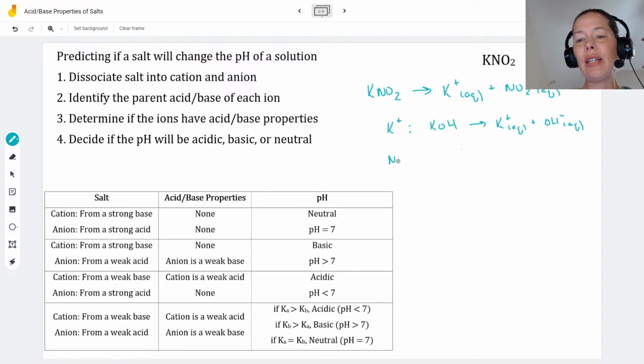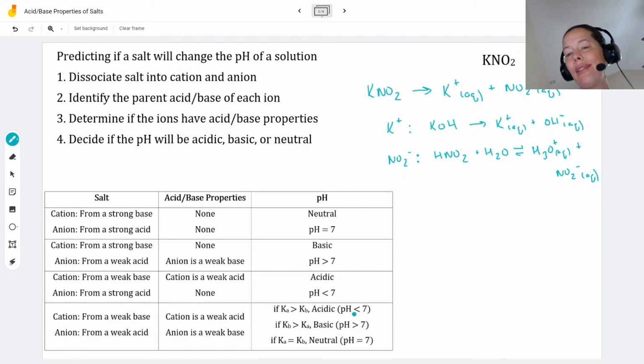And now let's look at nitrite. I'm trying to think of a parent acid or base that would give me nitrite, and that would be nitrous acid. Now, nitrous acid is a weak acid, and I want to be careful with this. I'm just going to be a little bit more accurate. You can write this without putting water in, but I like to put water into these equations. So that is going to give the hydronium cation plus, I'm running out of space here, my nitrite anion.